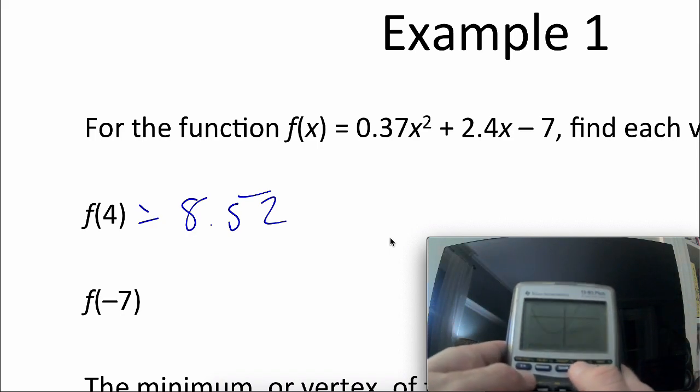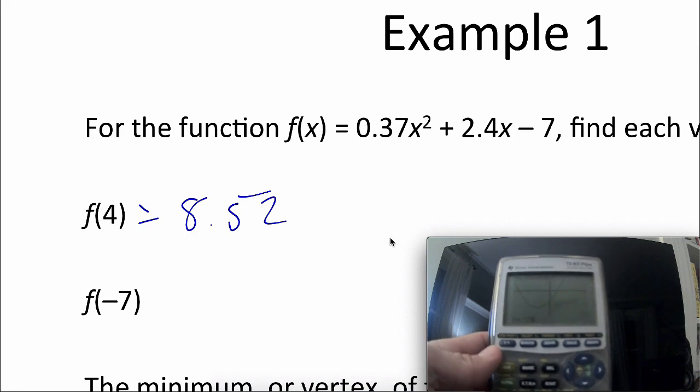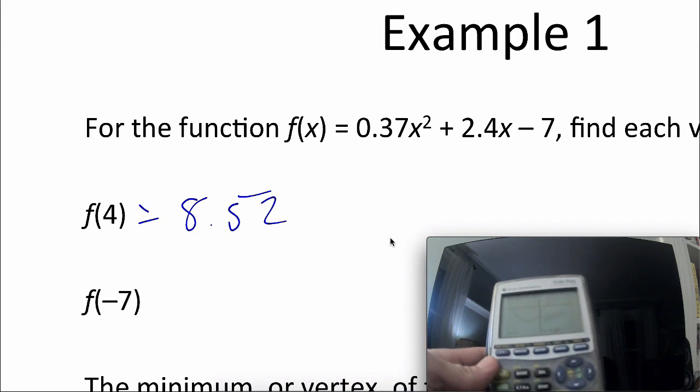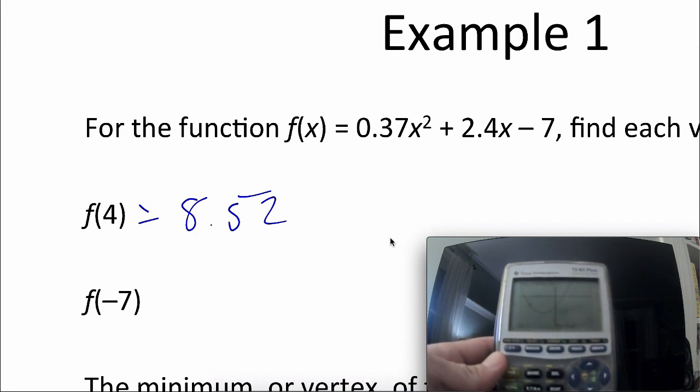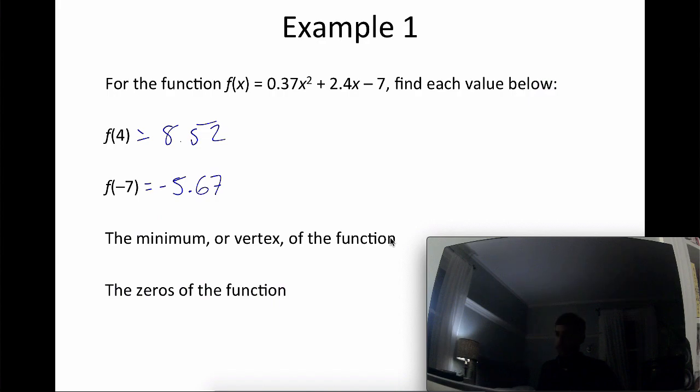Same thing for -7. So we'll go trace, -7. Type that in. And we'll see we get an output of -5.67. Let me jot that down as well. So we got -5.67.